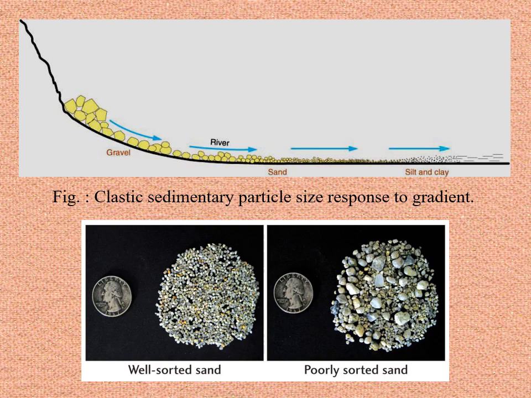So if the energy condition remains constant for a long time in any deposition medium, you will get this type of deposition where all the sedimentary sand grains are almost equal in size. There is no size variation. Whereas in the right figure, you can see that there are different sizes of grains. Some are coarser, some are intermediate, and some are smaller. So that indicates that your depositional energy condition is fluctuating with time.